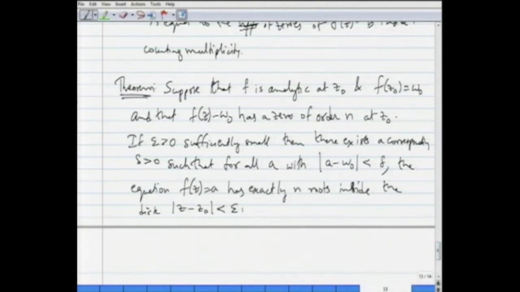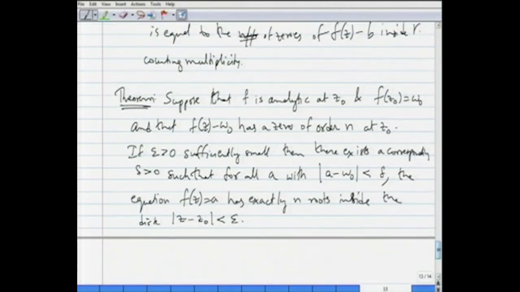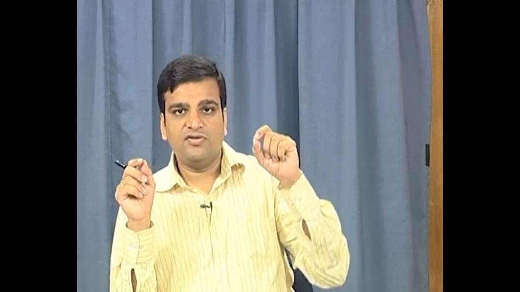So this is a very important theorem. It says that there is some delta neighborhood of w naught which is mapped onto by a subset of a neighborhood of z naught, in such a way that it is an n to 1 correspondence, where n is the order of the zero at z naught of f of z minus w naught. Okay, so f of z minus w naught is definitely 0 at z naught. If n is the order of zero, then there is a small neighborhood around w naught such that any point in that neighborhood is actually taken up by f in some neighborhood of z naught, and it does so n times exactly.